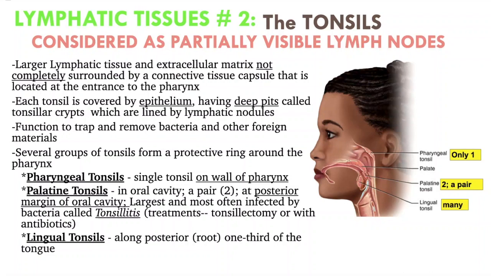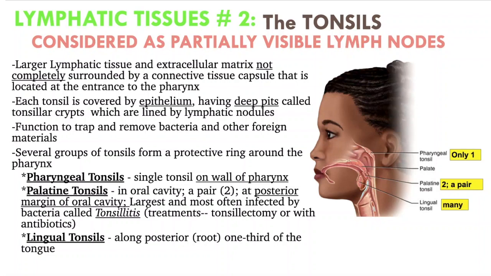There are 3 different tonsils that we did see before when we learned about the tongue. Each tonsil is covered by an epithelium or soft tissue lining. They do have deep pits called crypts, which are lined by the different lymphatic nodules, and these function to trap bacteria and remove bacteria.